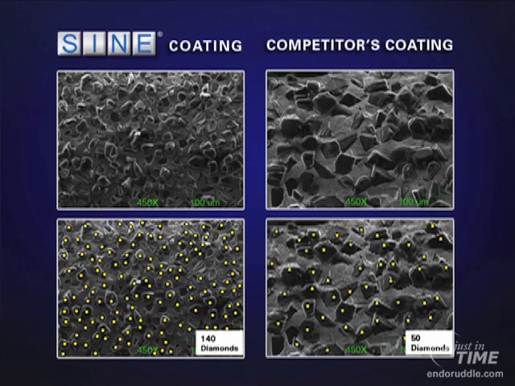And when I say tips, I mean tips. You're looking at the tip of a diamond. So those are diamond particles, and there's 140 diamond particles per 450 microns. If you look at the two images on the right, these are competitor tips, and you can see that there's about 50 diamonds per 450 microns. So the sine tips have almost 3 times more particles per unit area than any of the competitive tips on the market today. That means and prognosticates that they're going to work very efficiently and again at low power.